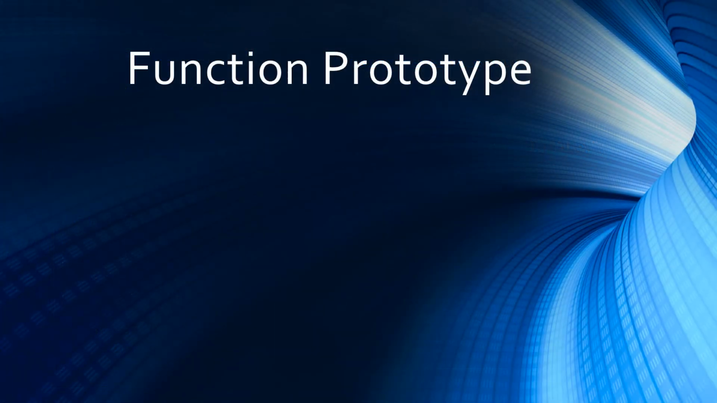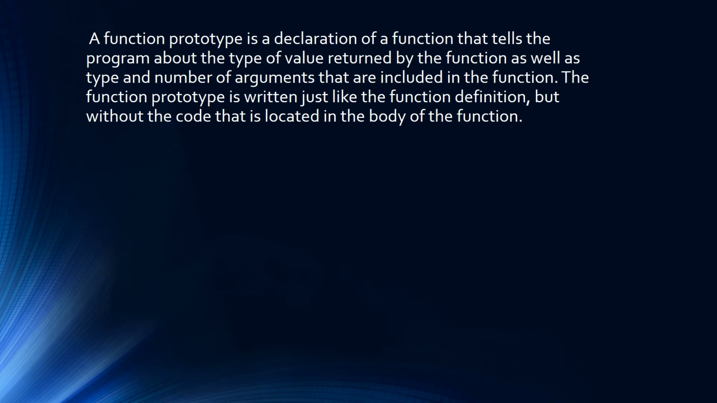And a function prototype. A function prototype is a declaration of a function that tells the program about the type of value returned by the function, as well as the type and number of arguments that are included in the function. The function prototype is written just like the function definition, but without the code that is located in the body of the function.